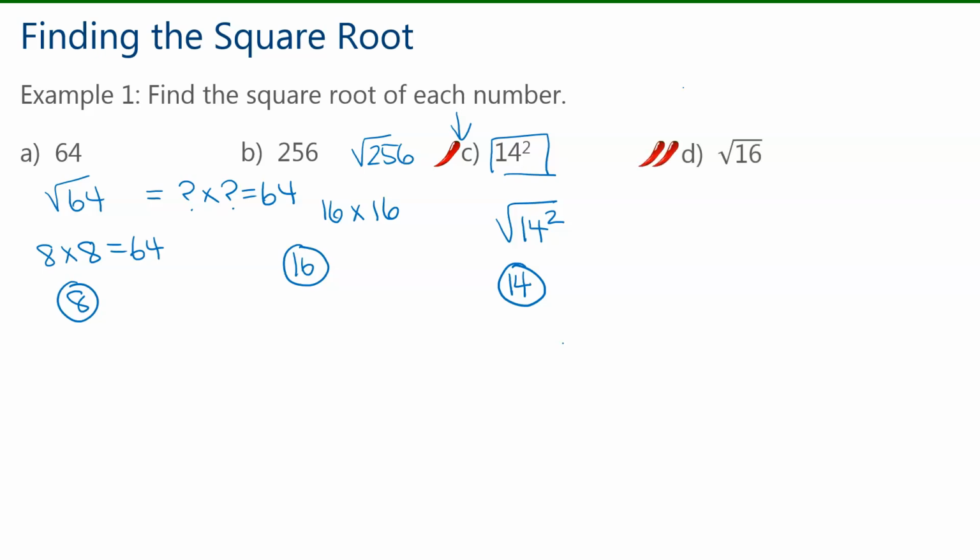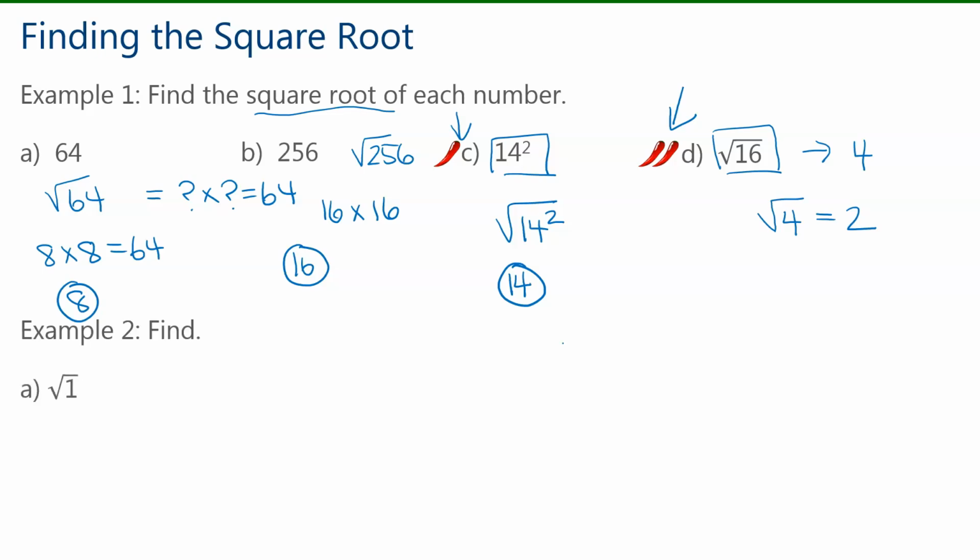Example D. This one is a little extra spicy. So it's telling us to find the square root of the number. The number that they're giving us is the square root of 16. So the square root of 16 is actually 4. And then the question is saying find the square root of that. So the square root of 4 is actually 2. So you need to make sure you read the questions carefully and that you're completing the question as it's asked.